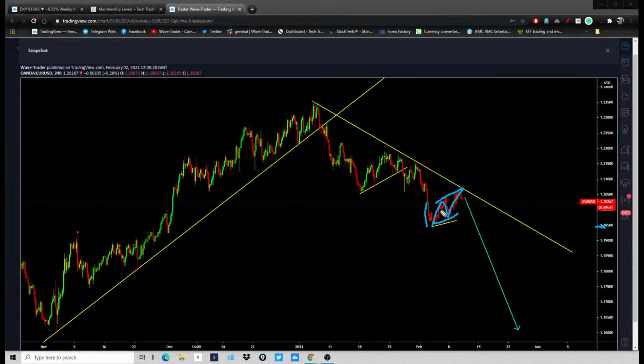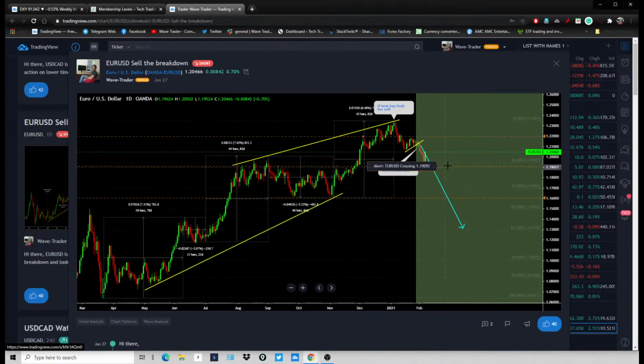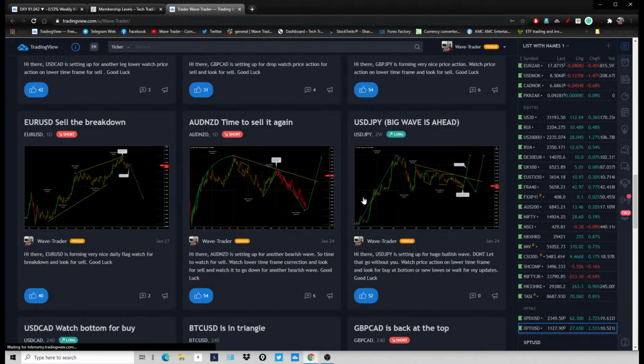So simply look for sell the breakout next week when the market opens. We're gonna look at the lower time frame analysis as well. So euro dollar started to drag lower.